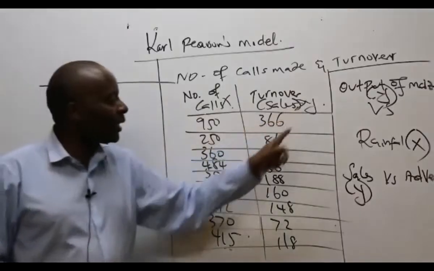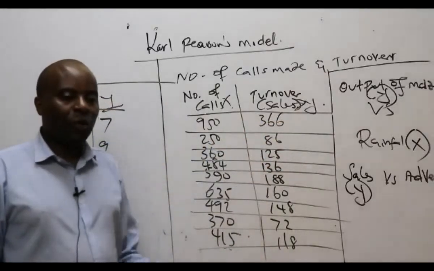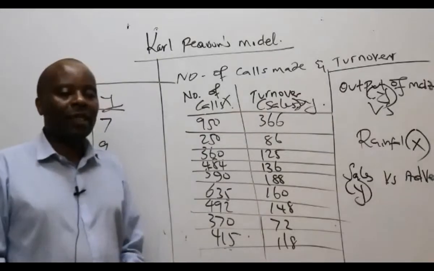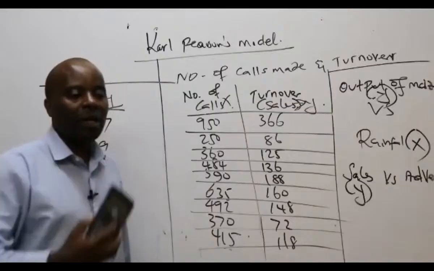If you start multiplying them, if you start squaring some of them, these numbers are very big. Why should we hustle that way? And yet KNEC has allowed us to make use of a calculator to get those summations.